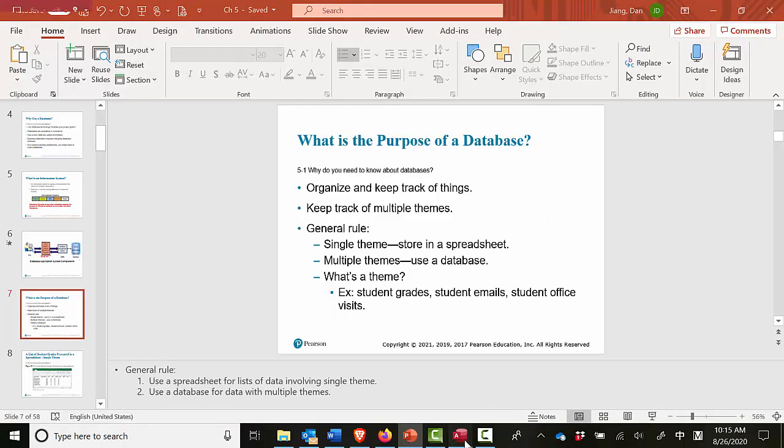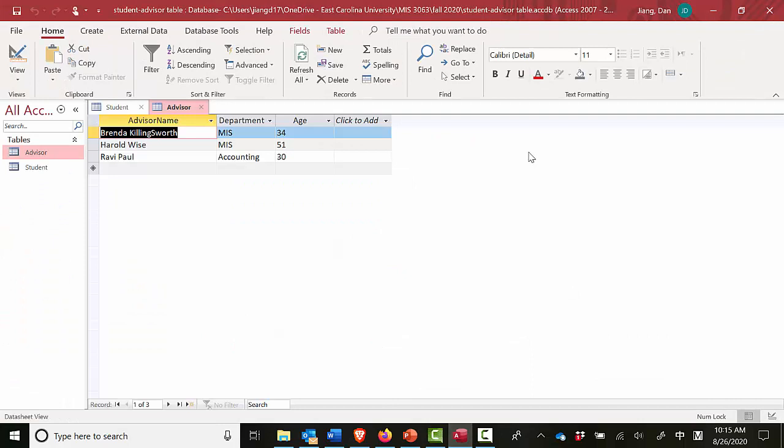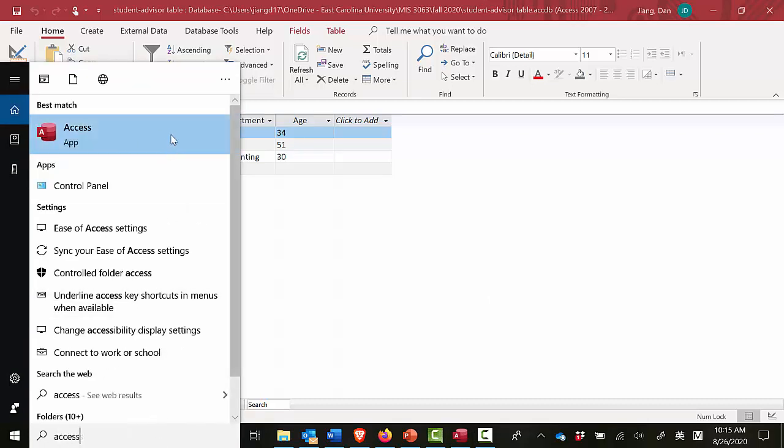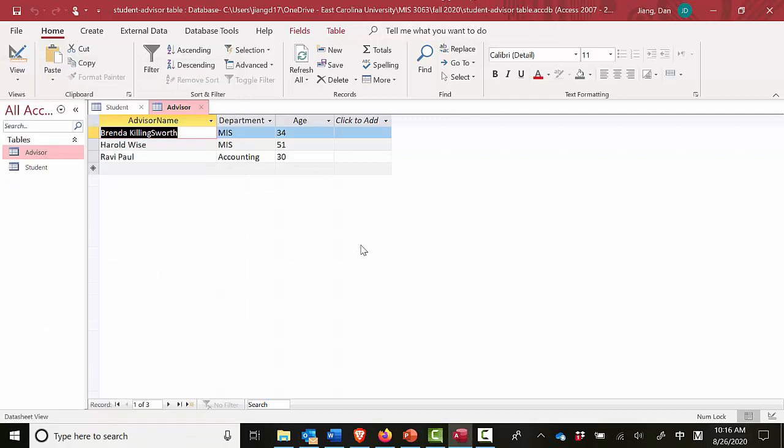And let me quickly show you guys what a database looks like in reality. This is an actual database that I quickly created in Microsoft Access. If you have installed Microsoft Office 365, then you should have it. If you search Access, you will find it on your computer. It's part of the Microsoft Office Suite, and it is one type of DBMS, database management system, that is used to manage databases. So this is a database I just created.